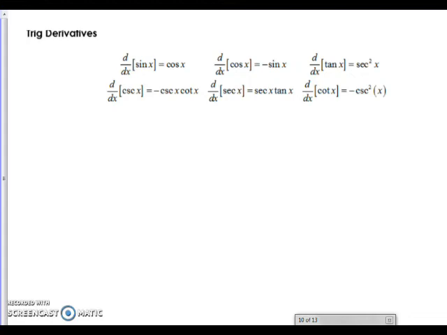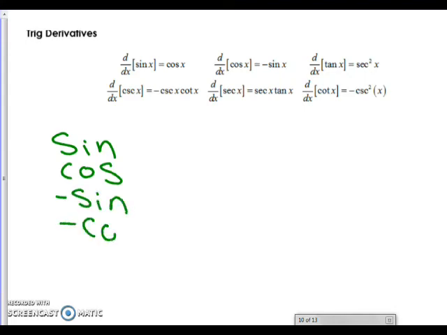Here's what I want you to do, and I want you to put a little star next to it. So this is what you need to know. Sine, cos, negative sine, negative cos. You need to just memorize. If you always write that down, it's going to be your friend all year. Okay? Write an arrow down and put a D for derivative.